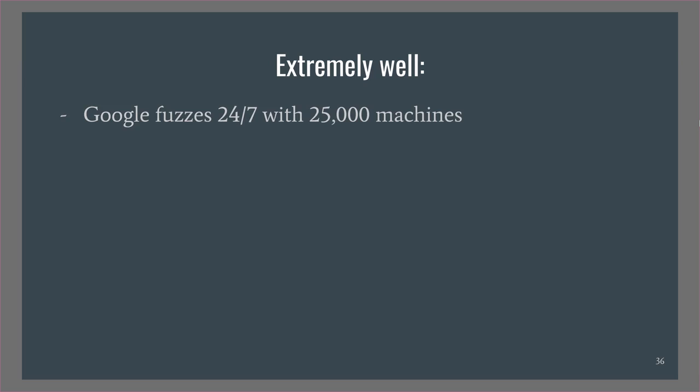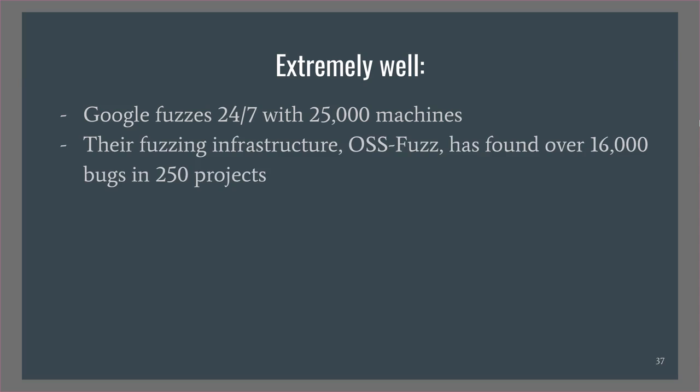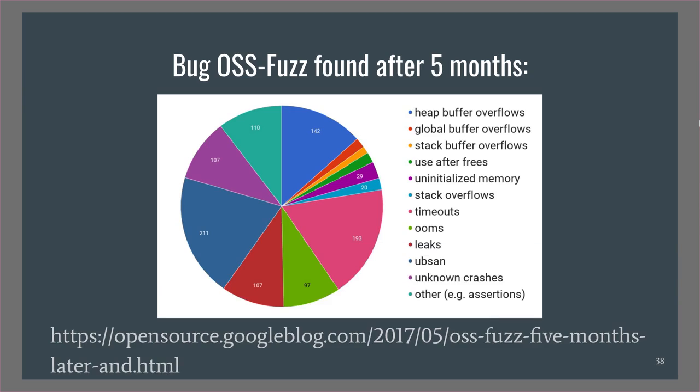Google finds fuzzers so valuable that they fuzz 24/7, continuously, on at least 25,000 machines. And as a result, their fuzzing infrastructure, OSS-Fuzz, has found over 16,000 bugs in 250 different projects. Here's a summary of all the bugs OSS-Fuzz found after fuzzing continuously for 5 months. Finally, anecdotally, the JIT compiler teams I've talked to at multiple browsers say they get the majority of their security bugs from fuzzing.